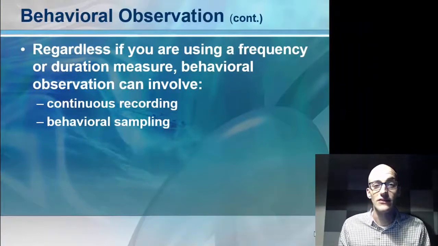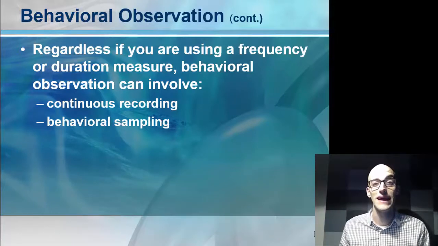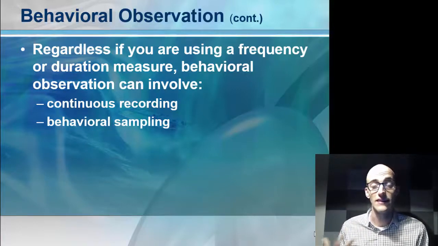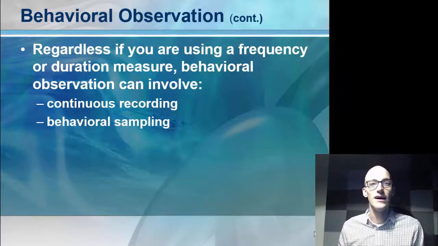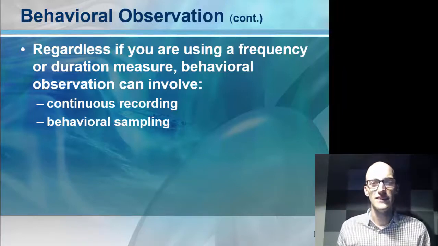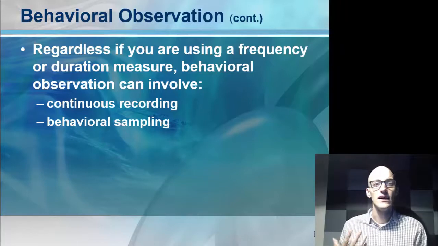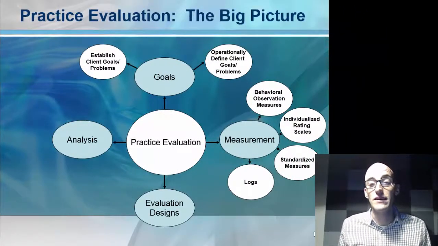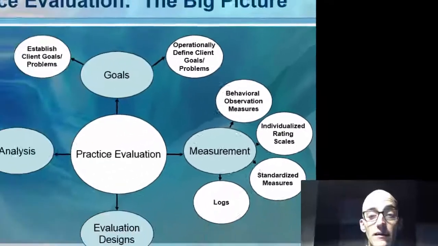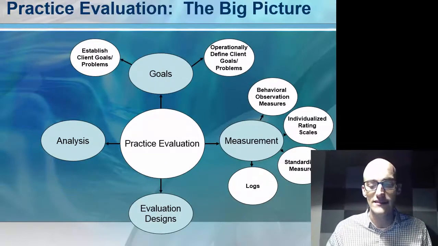So regardless if you're using a frequency or a duration measure, behavioral observations involve a continuous recording plan or behavioral sampling. So again, a continuous recording plan is something that somebody's filling out at the end of every day or every week. But behavioral sampling is something more like dropping in on a student during school to see how many behavioral outbursts they're having. That can be a little bit more challenging for the kid to fill out themselves, right? So it's something where you would look at a sample of what their behavior looks like at a typical time of day. So as we're getting into our measurement, we're going to be going back to this big picture and looking at more behavioral observations and individualized rating scales.